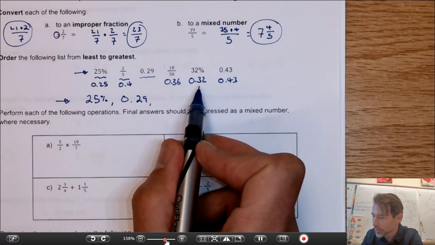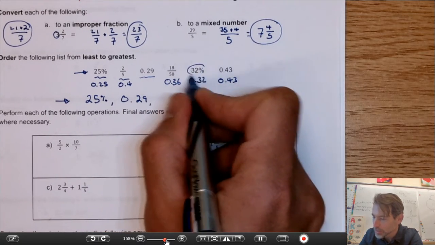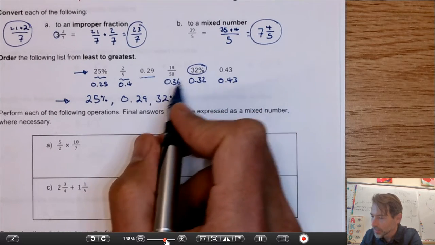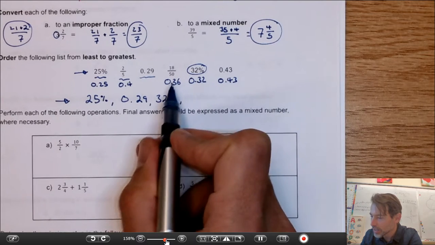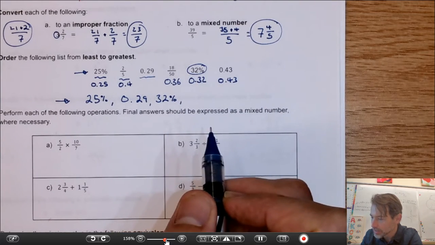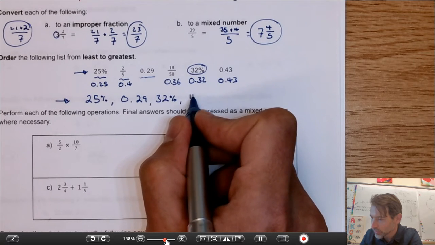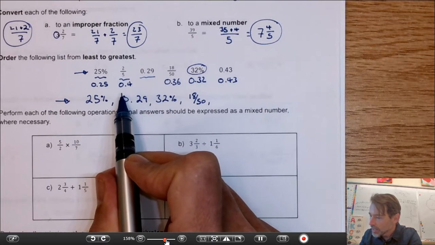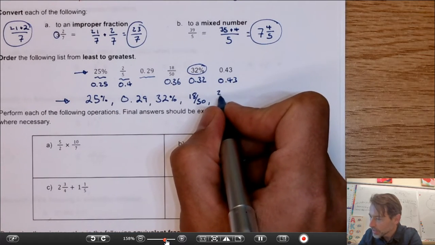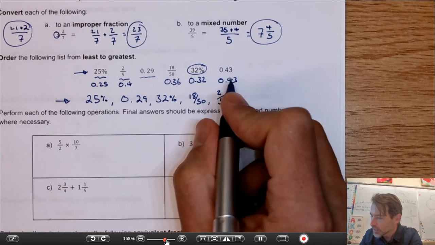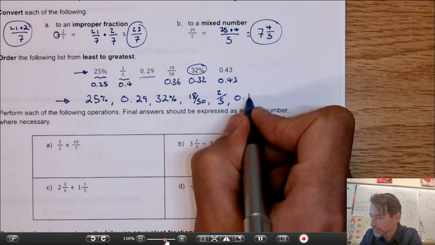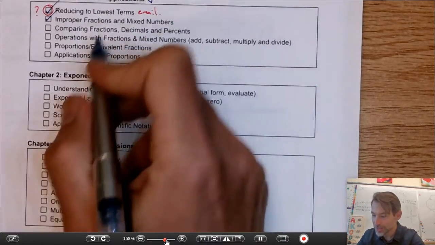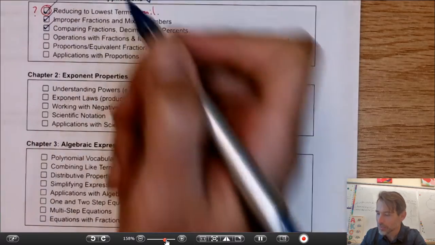And then next, a little bit bigger would be 0.32, but that was given to us as 32%, comma. And then next, we had 0.36. It's going to be next. So that's 18 over 50. Put a comma. And then 2 over 5. And then the biggest one is 0.43. And that's done. So we go back to our sheet, and we've done comparing fractions, decimals, and percents.